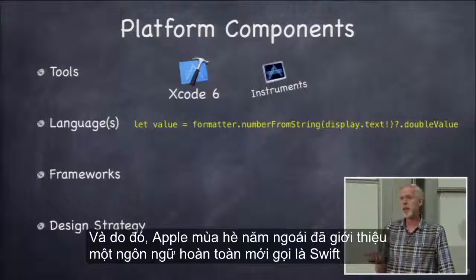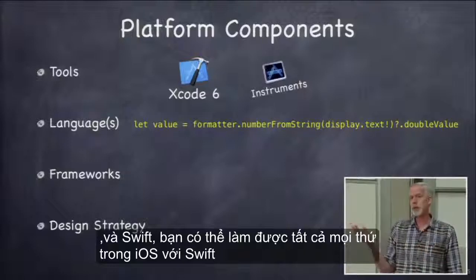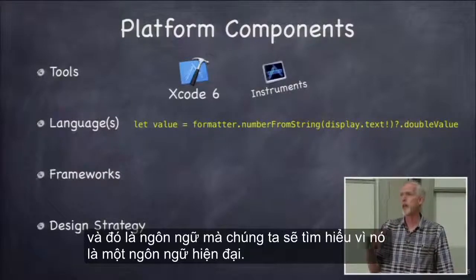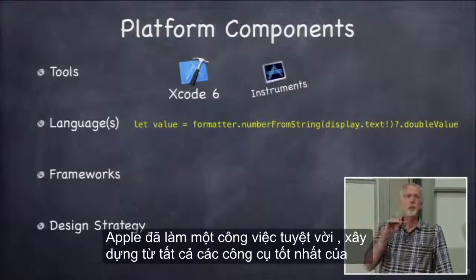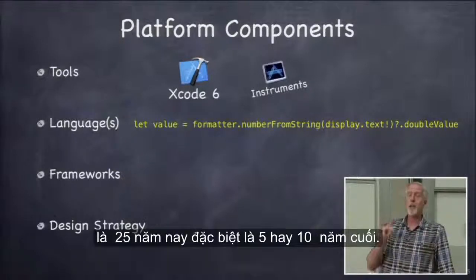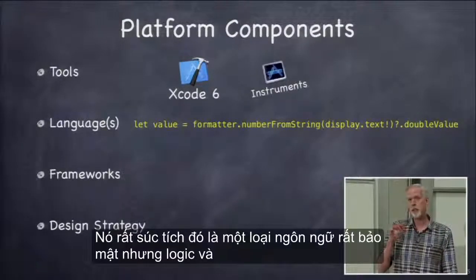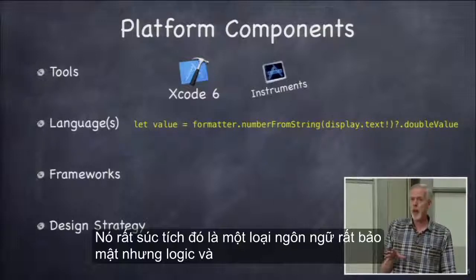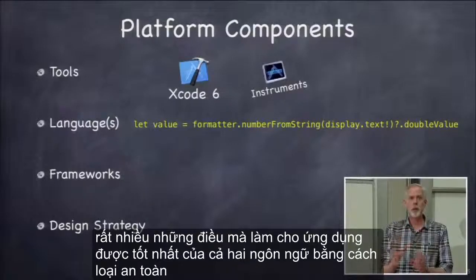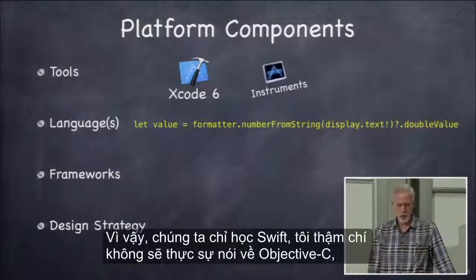And so Apple last summer introduced a completely new language called Swift. You can do pretty much everything in iOS with Swift, and that's the language we're going to learn because it's a modern language. Apple did a great job of building all the best stuff of all the languages that have been invented over the last 25 years, but especially the last 5 or 10 years, into this language. It's very concise. It's a very type-safe language, but it has type inference and a lot of things that give you the best of both worlds: having type safety and not having to be constantly over-specifying everything. So we're going to go Swift only.